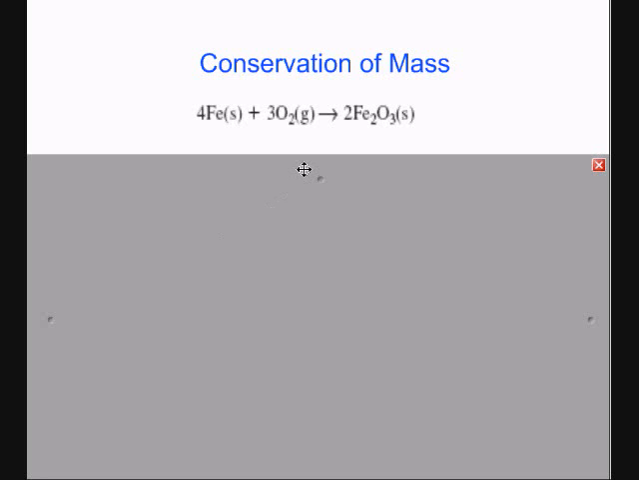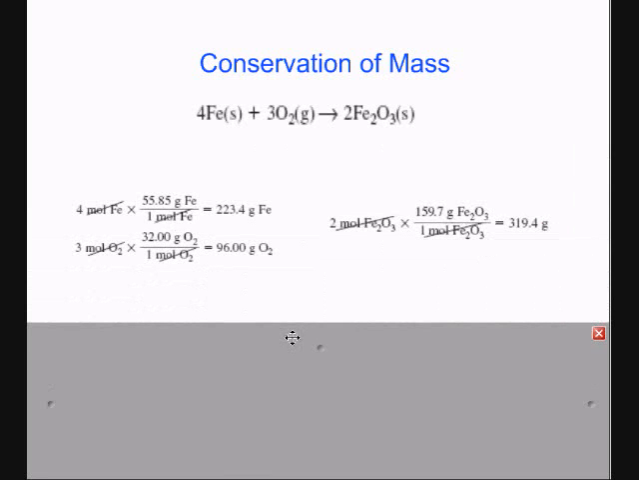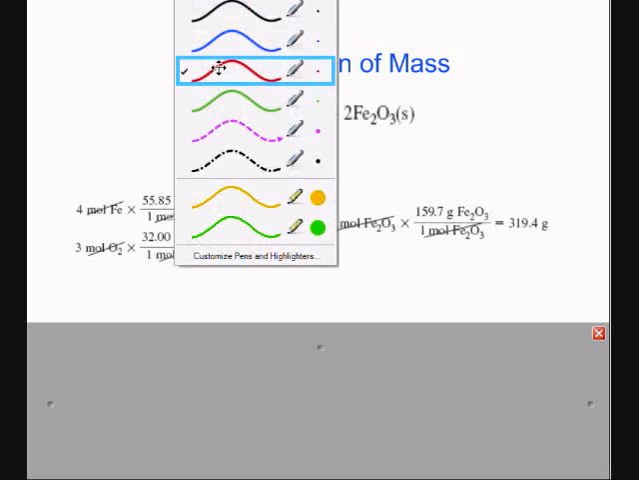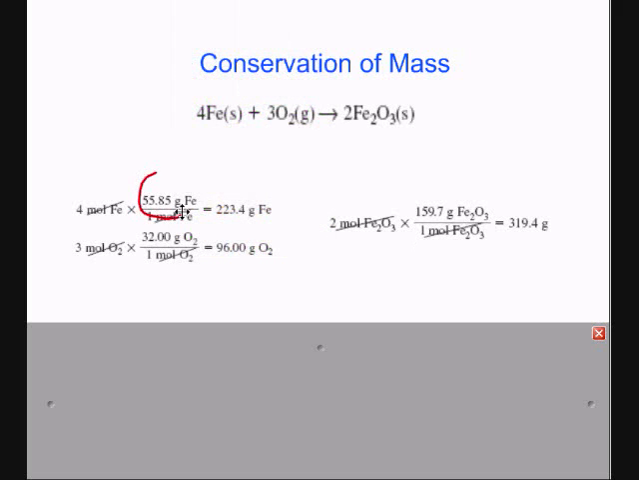Let's check out the molar masses and the weights. Now I've already done it for you here. The weight of iron is, I'll go ahead and circle this so you can all see what I'm talking about, 55.85, and I have 4 moles of it, so that gives me 223.4 grams. Okay? The molar mass of oxygen, and most of you probably remember that one, is 32.